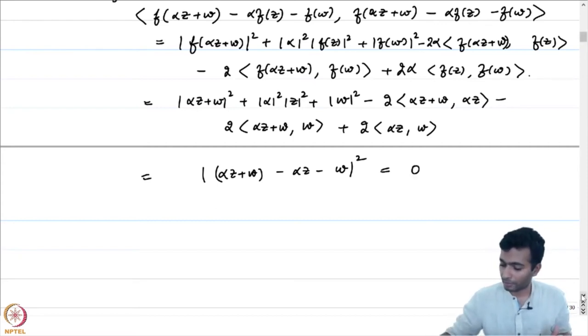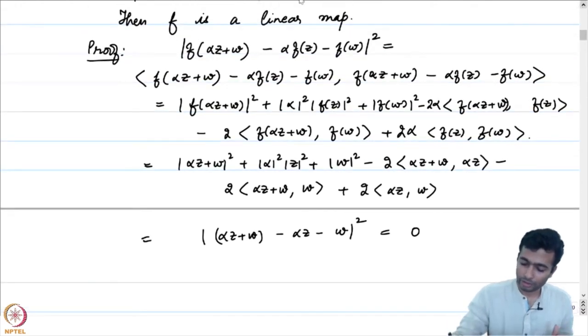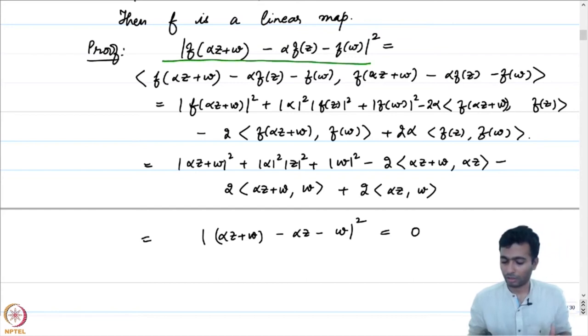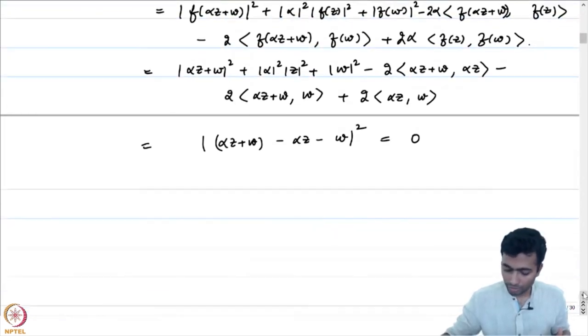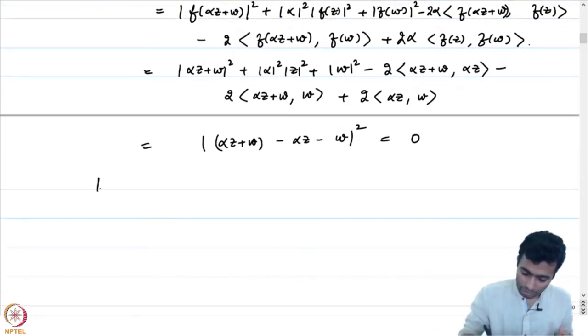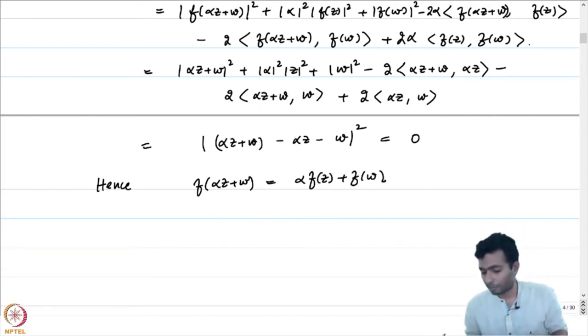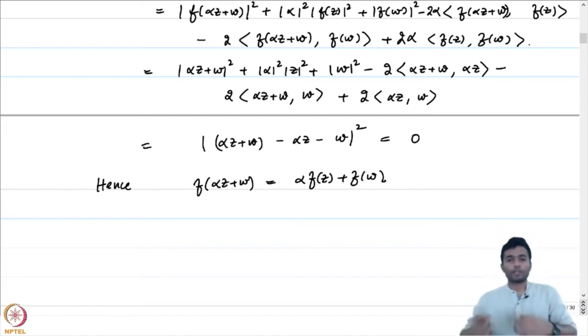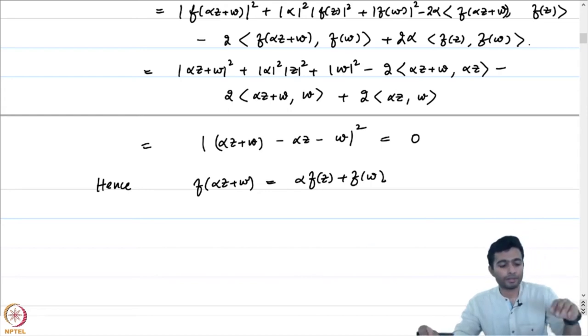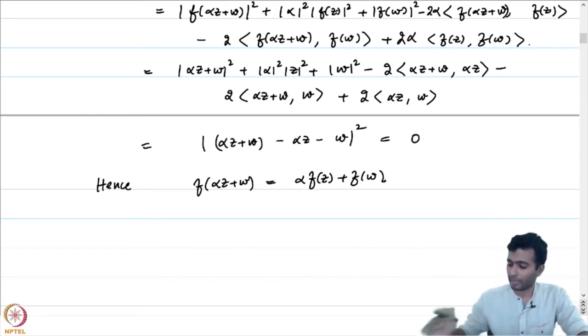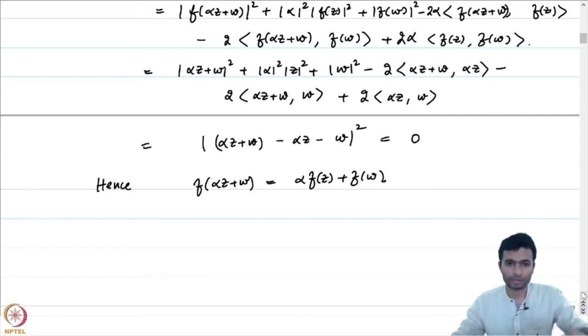Then when can the absolute value be equal to 0? We started off with an element like this, and we proved that the absolute value of that is equal to 0. And therefore, the complex number itself should be 0. Hence, f of alpha z plus w is equal to alpha times f of z plus f of w. That is, f is a linear map. So, that's remarkable, isn't it? We started off with an arbitrary isometry, and we just imposed the condition that it fixes 0. Now we have the function f to be a linear map. Actually, notice that we have not used much of the properties of the complex number as such.